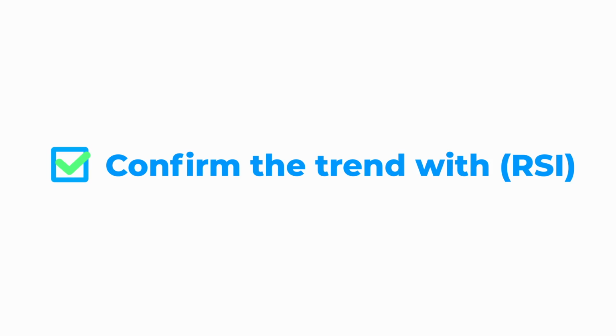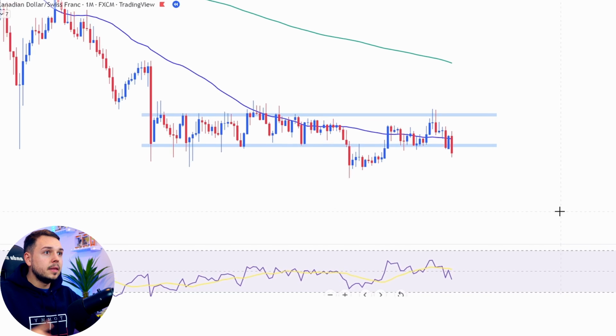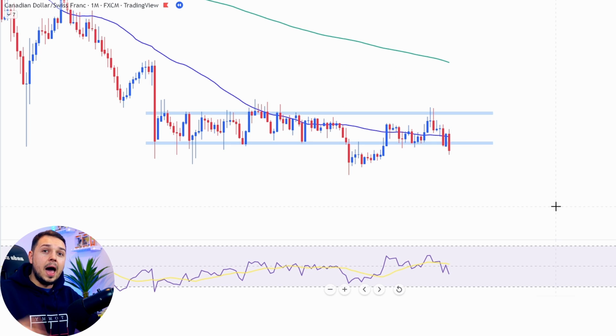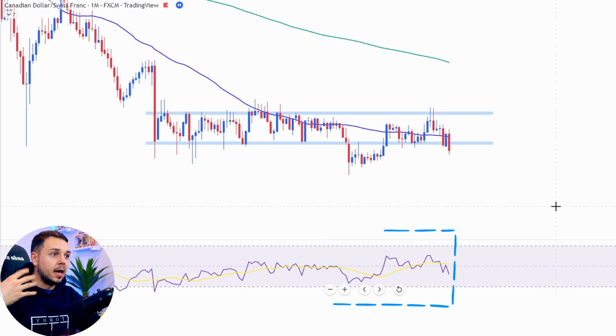Once you have identified a trending currency pair and have confirmed the trend with the RSI, you can consider entering the trade. So here's the position trade that I actually took, and this is the CAD Swiss franc currency pair. Now, as you can see, I've drawn some support and resistance lines. We have our two moving average lines just over here, and we also have our RSI indicator at the bottom.